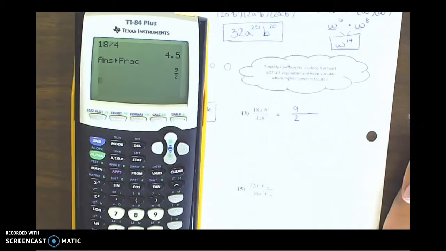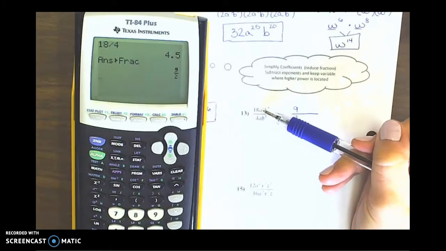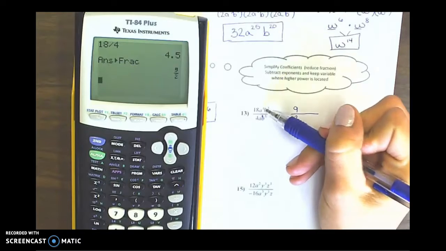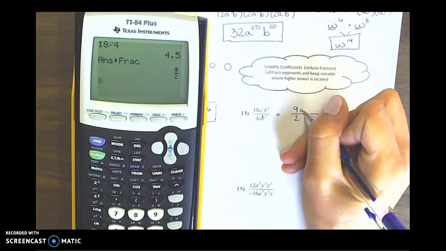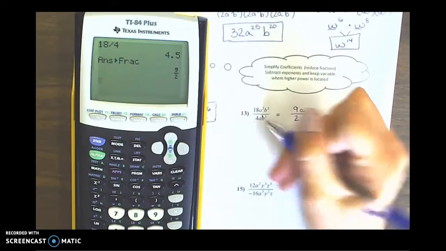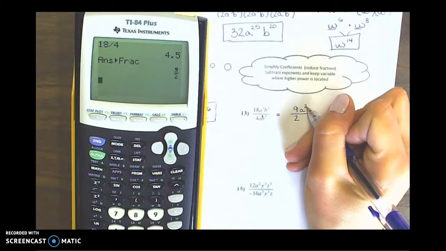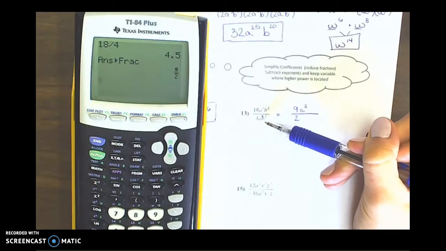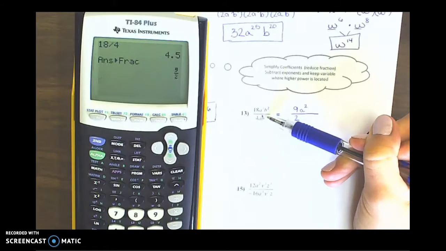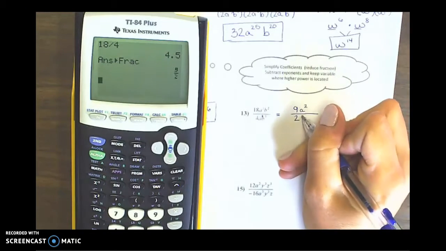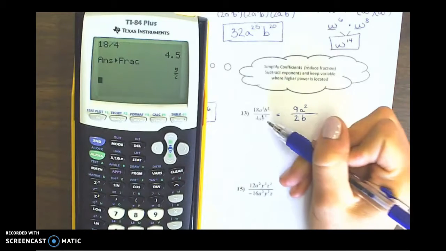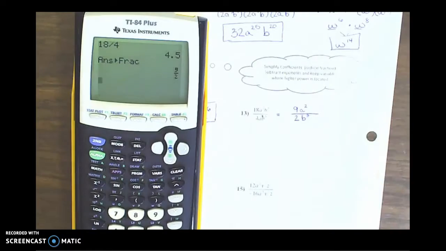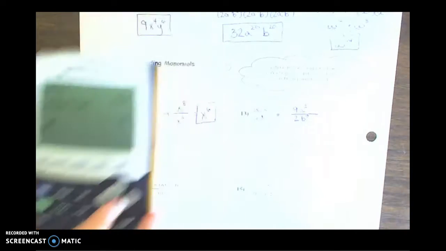Now we're going to take a look at your variables. So here is a to the third, and this down here is a to the 1. Since a to the third is higher, the a stays in the top, and 3 minus 1 is 2. Then we go to the b's. B squared, b to the fifth. Now, 5 is bigger than 2, and 5 is in the bottom, so the b stays in the bottom. And then 5 minus 2 is 3, so we put the 3 there. And there's your final answer.